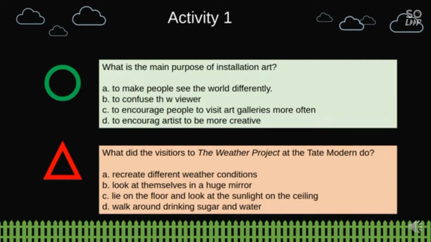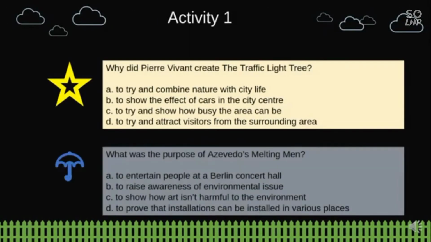So A, recreate different weather conditions. B, look at themselves in a huge mirror. C, lie down on the floor and look at the sunlight on the ceiling. D, walk around drinking sugar and water. So you can answer number 1 and number 2. Then we move on to number 3 and number 4.